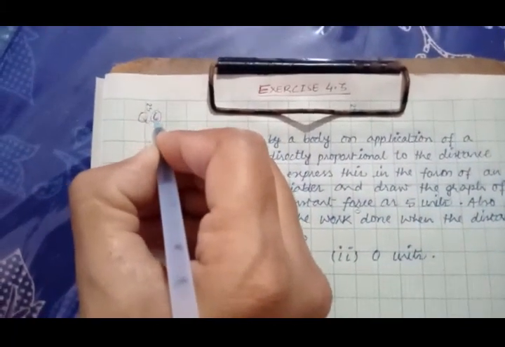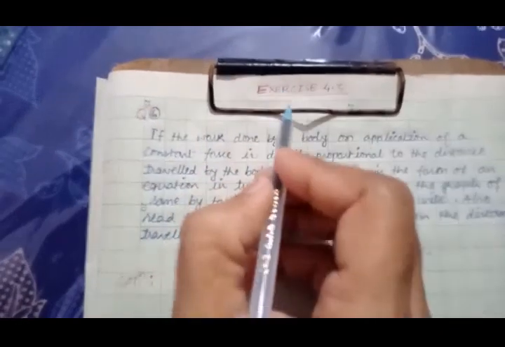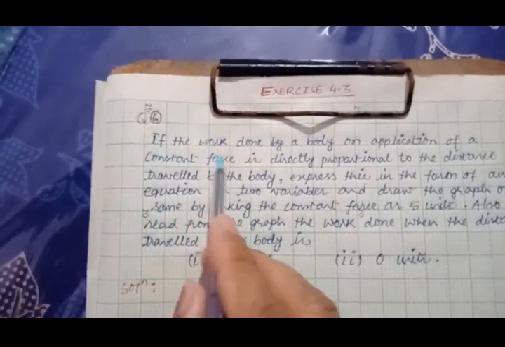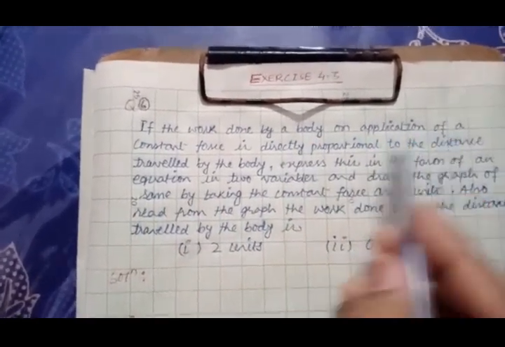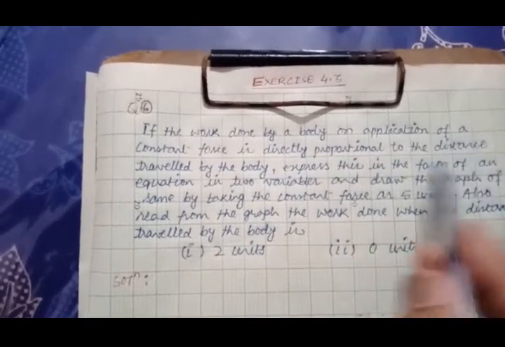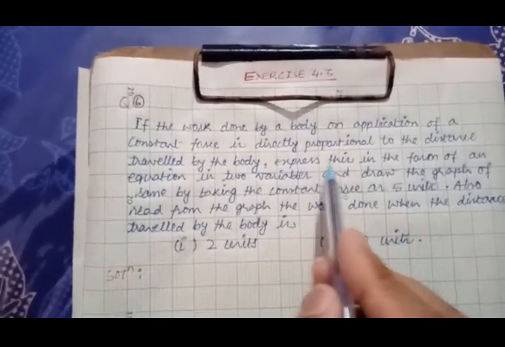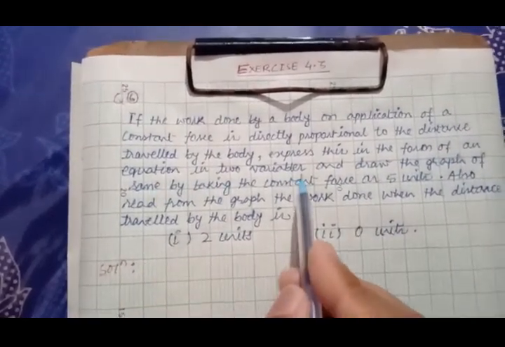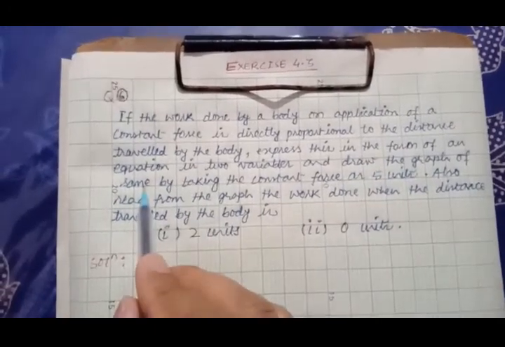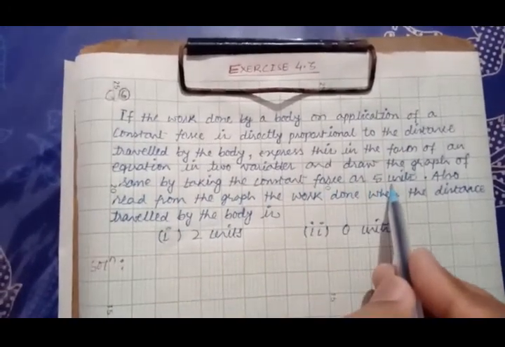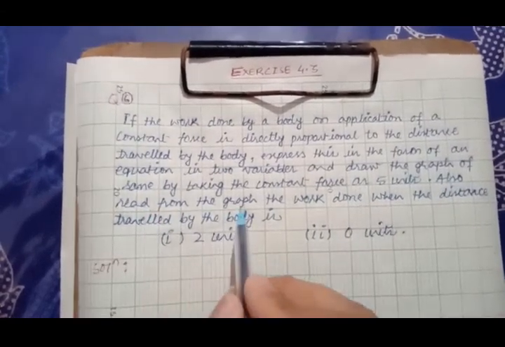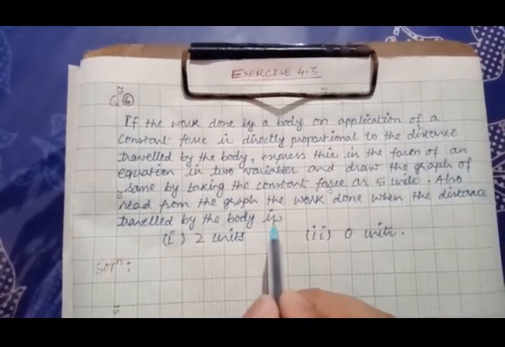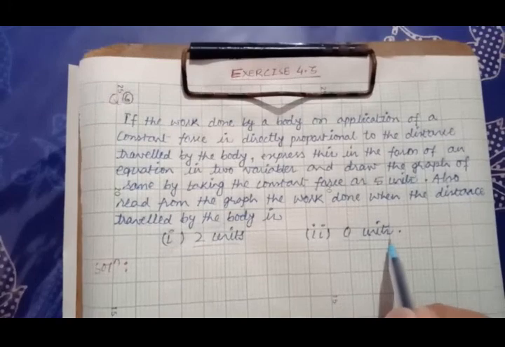Let's start with question number 6 of exercise 4.3. In that problem, if the work done by a body on application of a constant force is directly proportional to the distance traveled by the body, express this in the form of an equation in two variables and draw the graph of the same by taking the constant force as 5 units, and also read from the graph the work done when the distance traveled by the body is 2 units and 0 units.